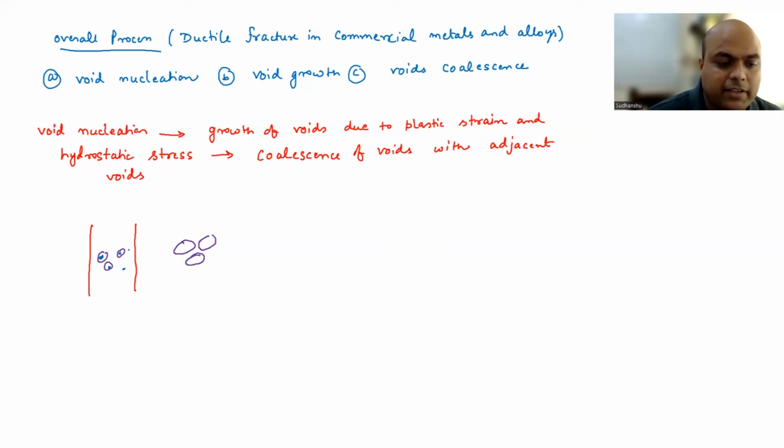Okay, and finally they are going to merge. So I'm just giving you a rough schematic. Finally they are going to merge, something like this. So this is how you are creating voids, then these voids are growing, and finally this leads to the fracture. So this is the overall fracture mechanism. Okay, so now let's talk about void nucleation first.